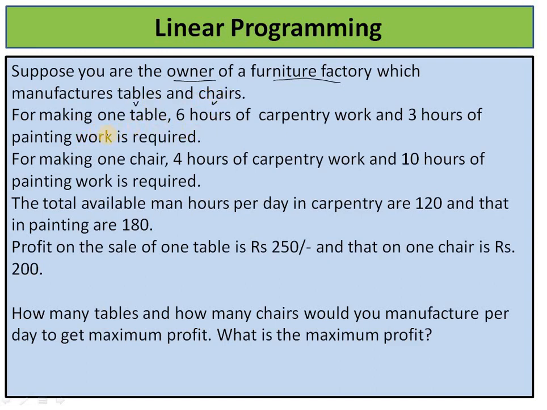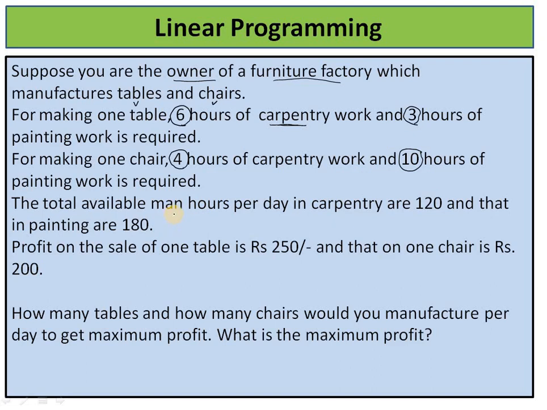Now making one table, you require to spend 6 hours in the carpentry department, and thereafter you have to paint the table, so you have to spend 3 hours in the painting department. So one table will have to be processed for 6 hours in the carpentry department and 3 hours in the painting department. And if you manufacture a chair, it will take 4 hours in carpentry and 10 hours in painting. A chair will take more time for painting because of its intricate shape and other things. Anyway, this is the data given.